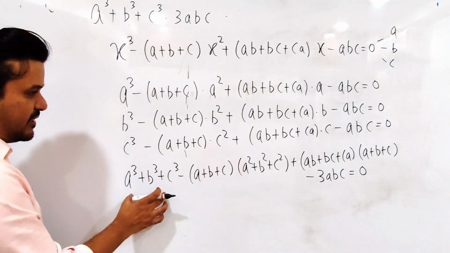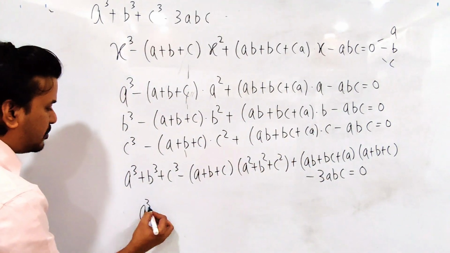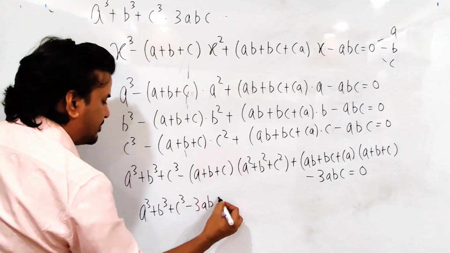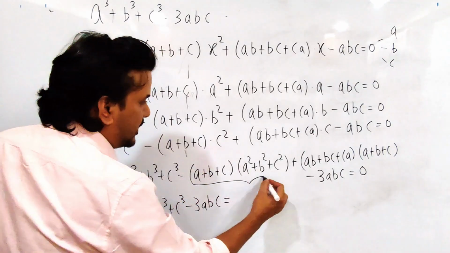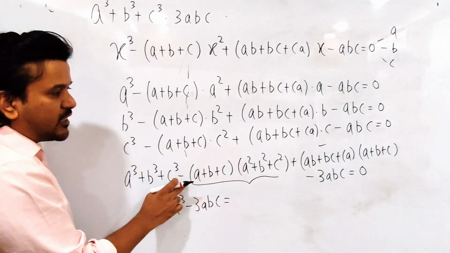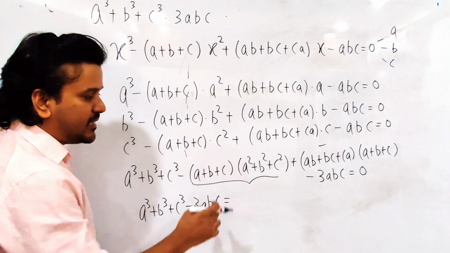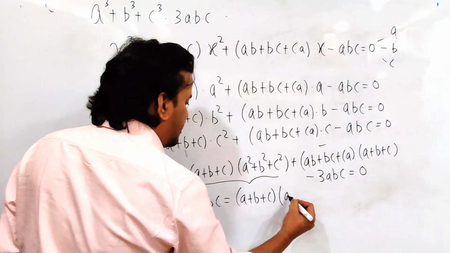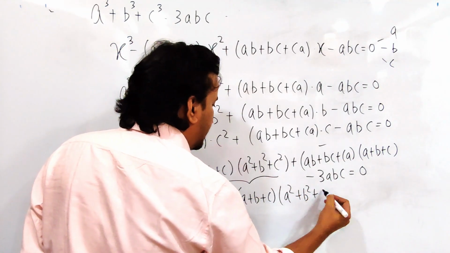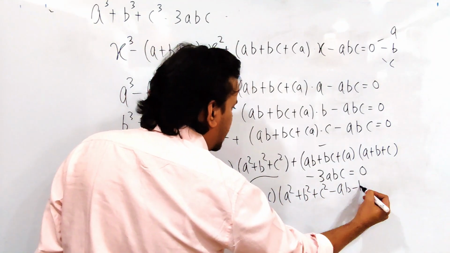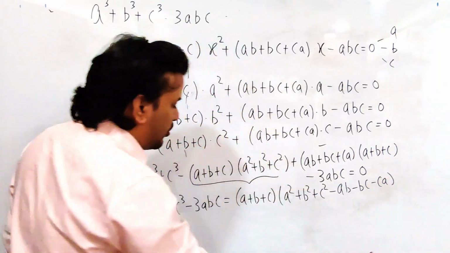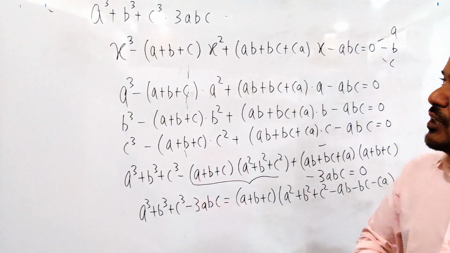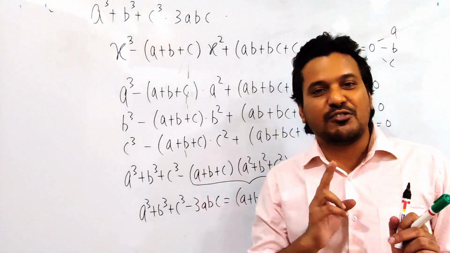I hope we will take these two terms on the left hand side, that is A cube plus B cube plus C cube minus 3ABC, and then you can transfer this term and this term on the right hand side. So this minus will become plus and this plus will become minus, and A plus B plus C is going to be common. So this is A plus B plus C multiplied by A square plus B square plus C square minus AB minus BC minus CA. So I hope we are done. This is a very simple method in which we can factorize A cube plus B cube plus C cube minus 3ABC. So this was the second method.